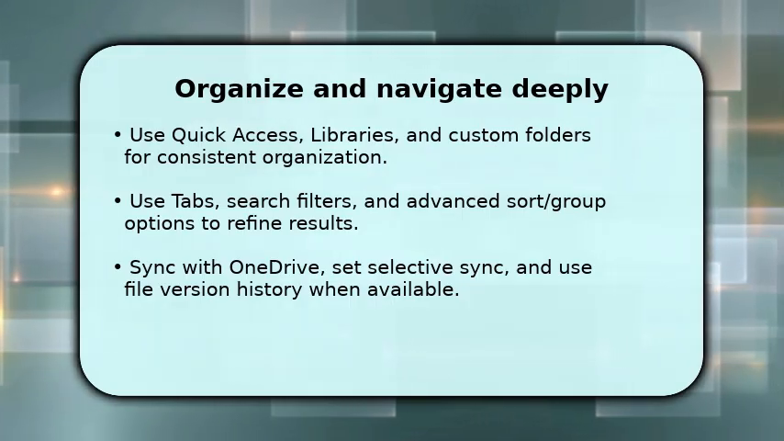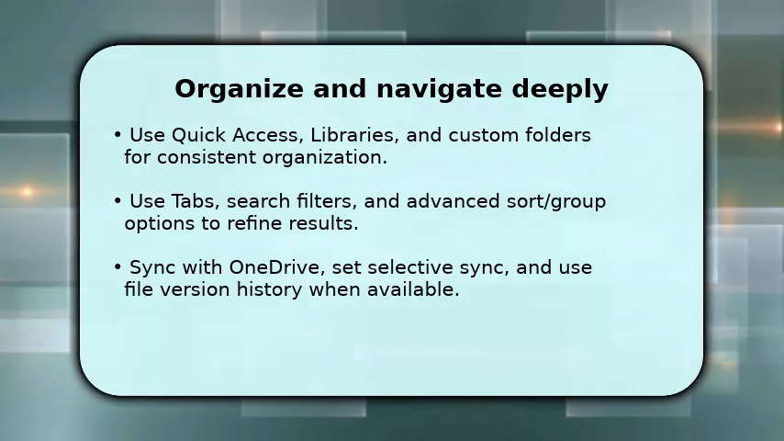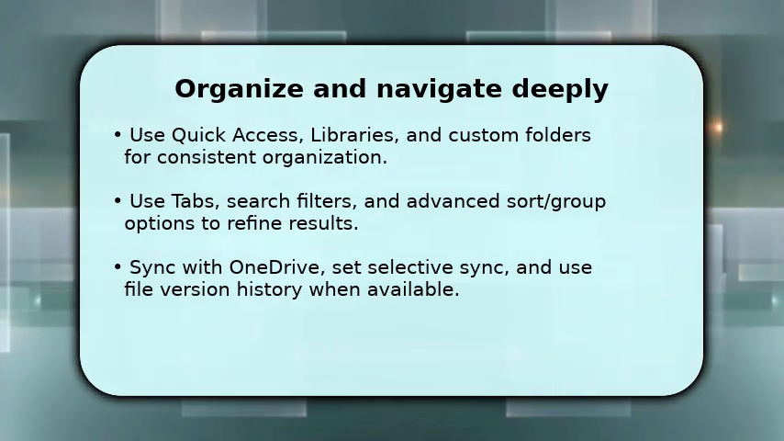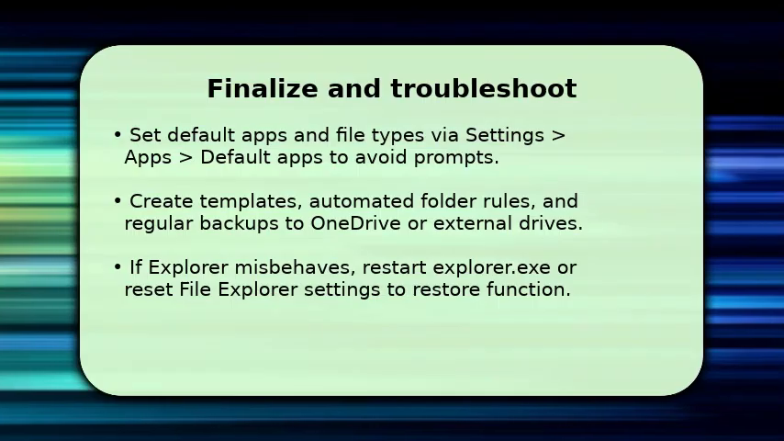Make sure OneDrive Selective Sync is set so only needed files download locally, helping performance and backups. Finish by locking in defaults. Assign file types to preferred apps in Settings, Apps, Default Apps, so opening files is predictable.